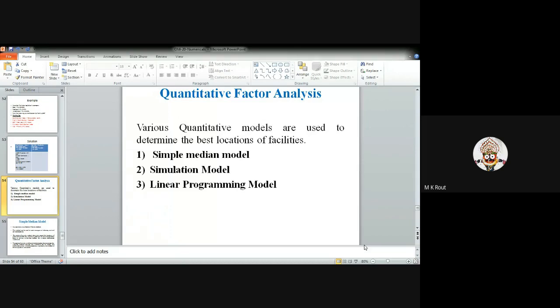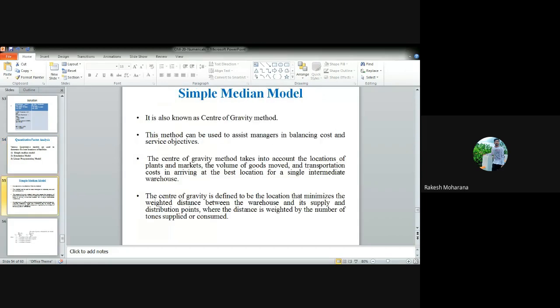So I think we have completed this part. I will just repeat these sessions. Is it clear? Yes, sir. So this is otherwise known as the center of gravity method. This method is used to assist managers in balancing cost and service objectives.